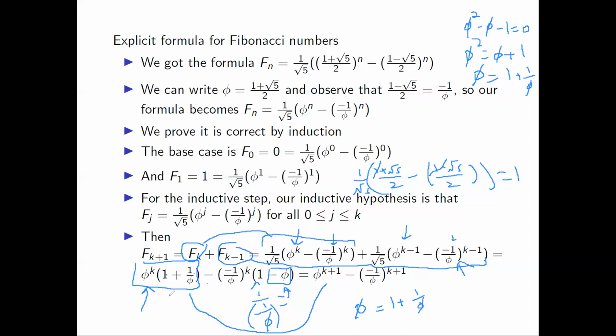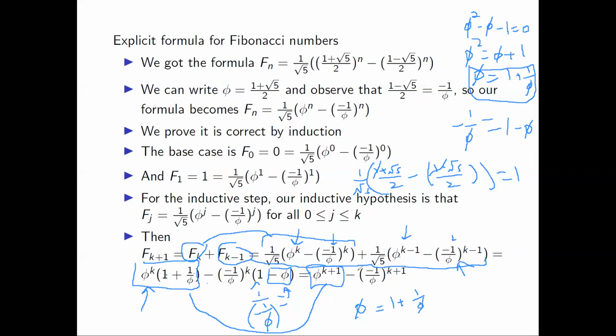So the phi to the k times 1 plus 1 over phi gives us the phi to the k plus 1 right here. And for the minus 1 over phi to the k times 1 minus phi, the claim is that 1 minus phi equals negative 1 over phi. Why is that? Well, let's take this equation right here. We'll rearrange some stuff. We'll take that 1 over phi, subtract it from both sides. We get minus 1 over phi. We'll subtract the phi from both sides too, so we get 1 minus phi. And that's what we wanted. Negative 1 over phi equals 1 minus phi.